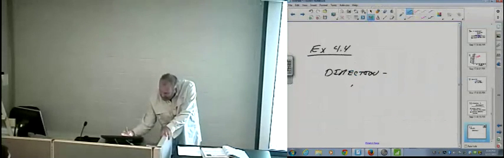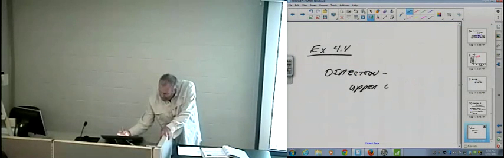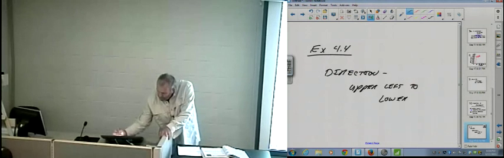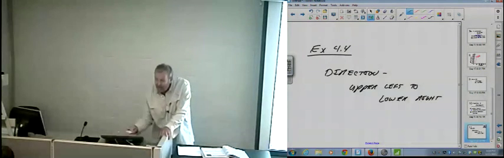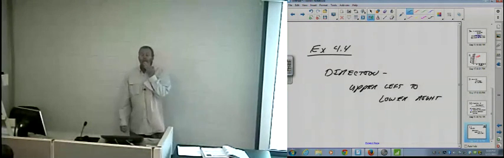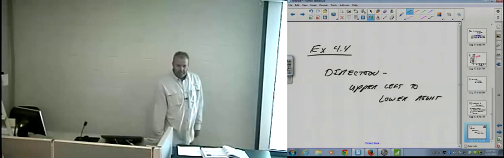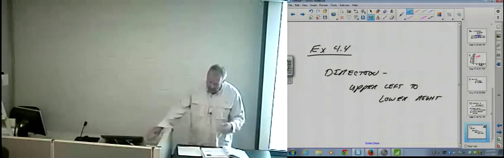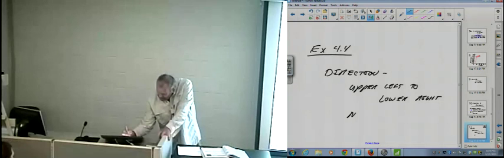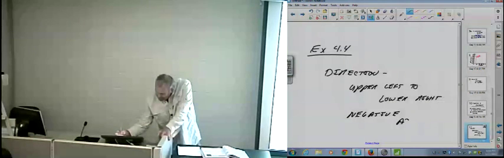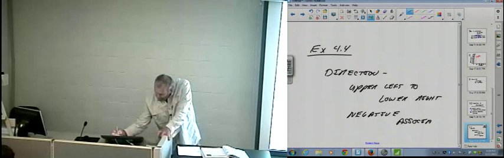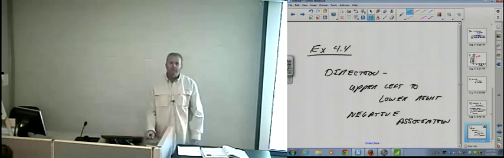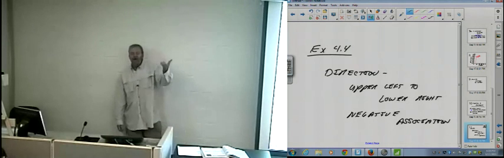It looks like an upper left to lower right. Everybody agree? Now, that has a name for it. Our book has a name for when we see this idea of this upper left to lower right. It's called a negative association. A negative relationship. Look, I'm still on the direction. I looked at it, and I saw upper left to lower right.